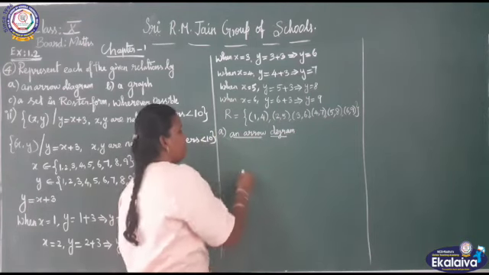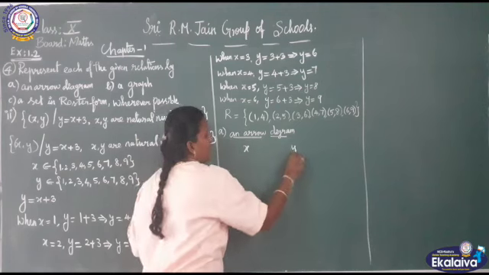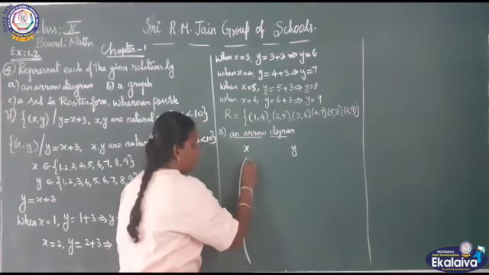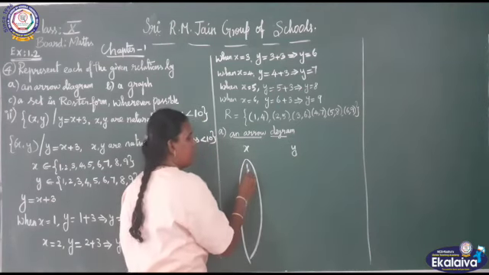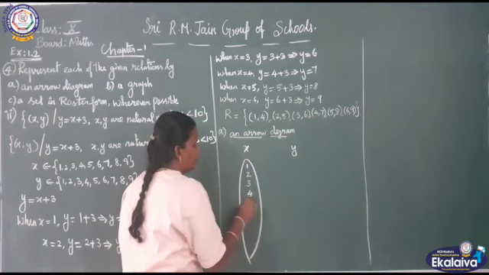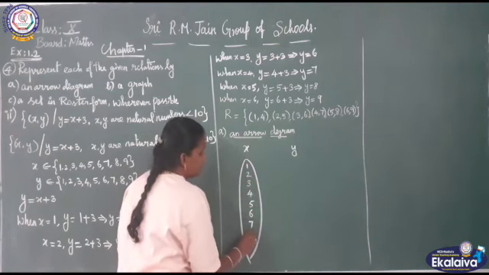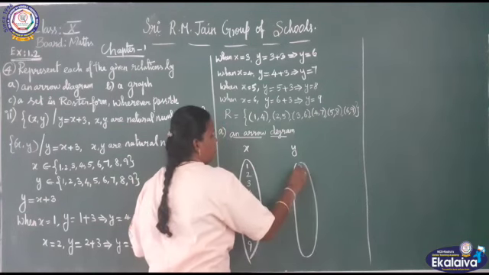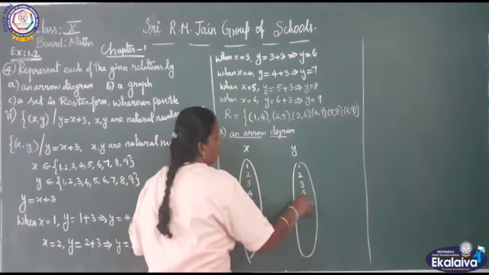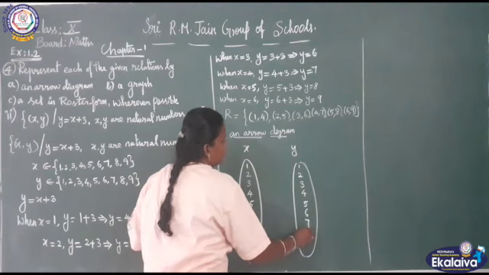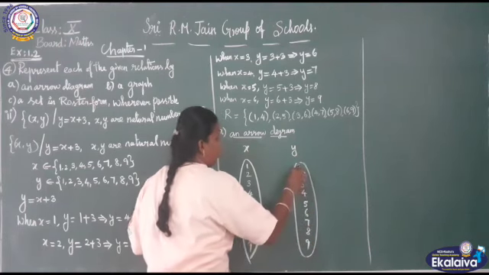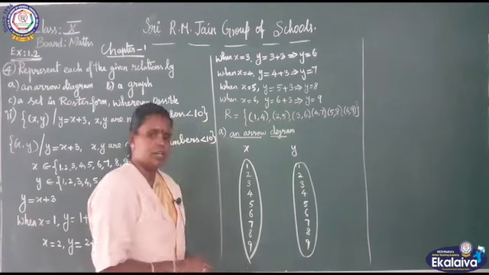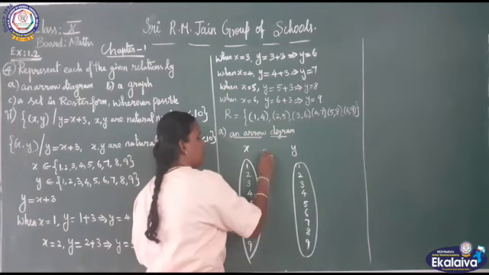In this arrow diagram, we have to write the x set and y set by writing all the elements. The x set is 1, 2, 3, 4, 5, 6, 7, 8, 9. For the y set, 1, 2, 3, 4, 5, 6, 7, 8, 9. After writing the elements in the x set and y set, we have to map the relation.